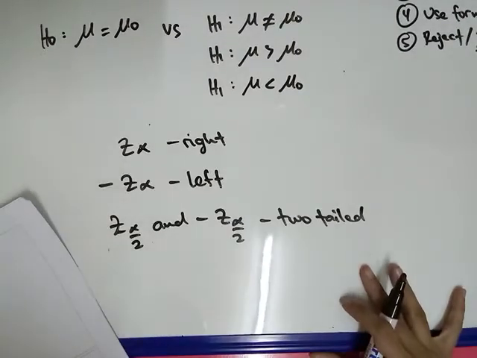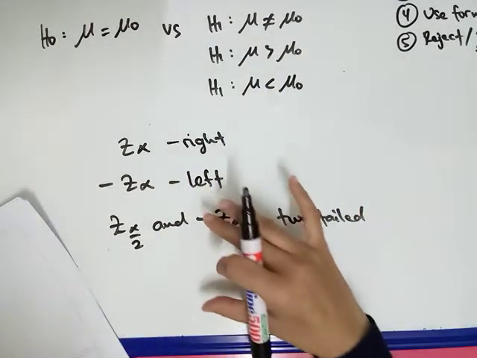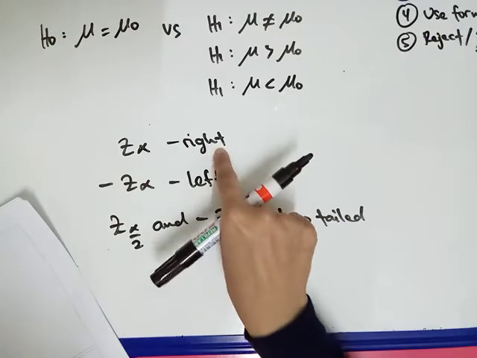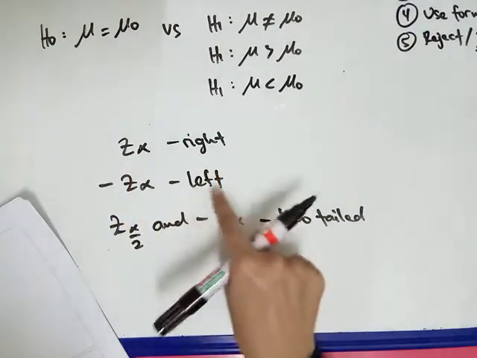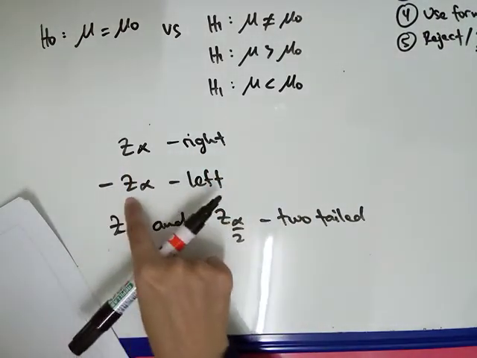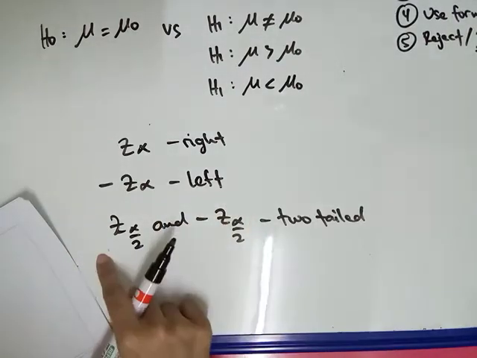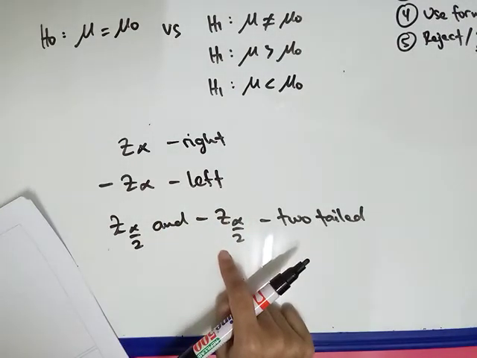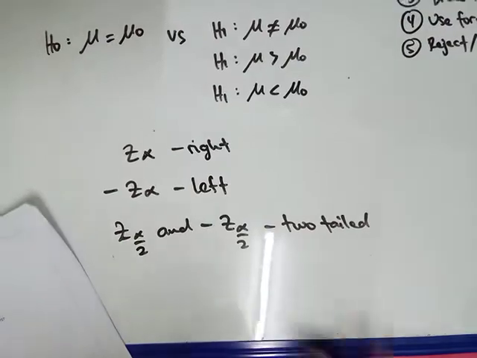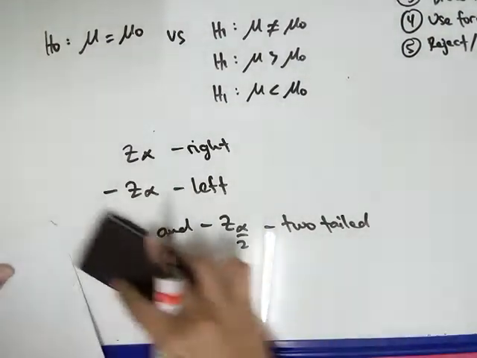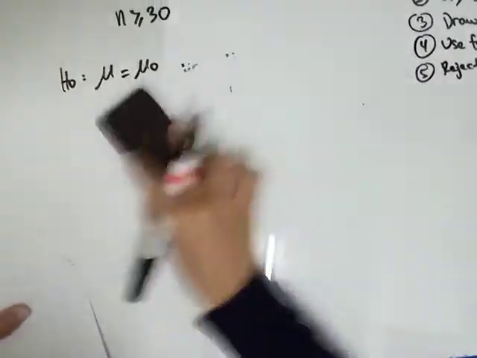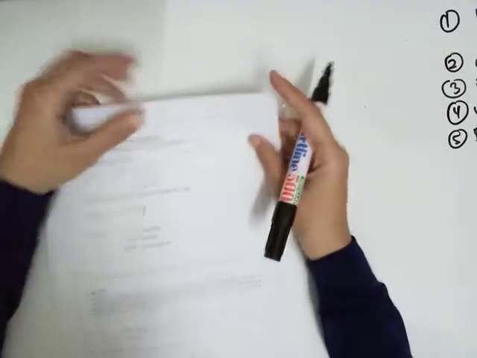So for the critical value, if we want to test right tail, it is positive Z alpha. If we test left tail, negative Z alpha. If two tail, positive and negative Z alpha over 2. Okay, so look at example 3.